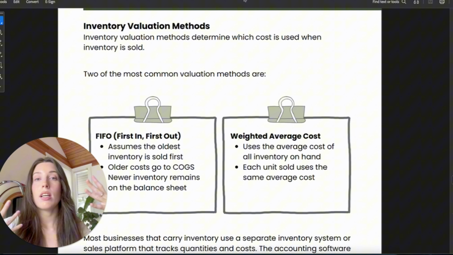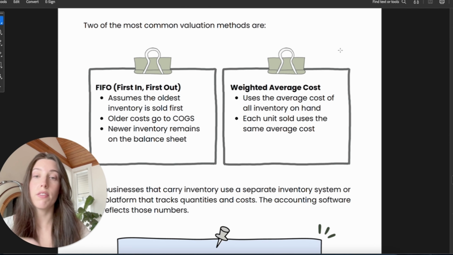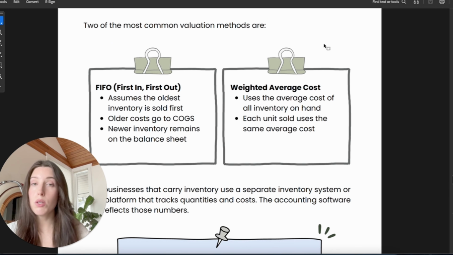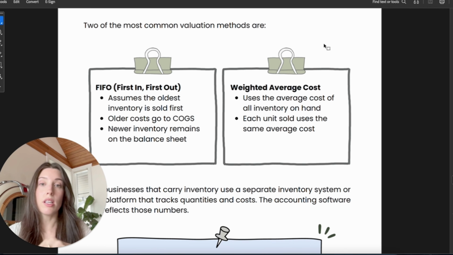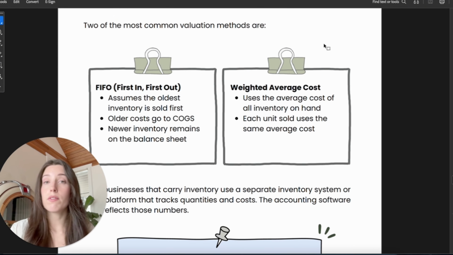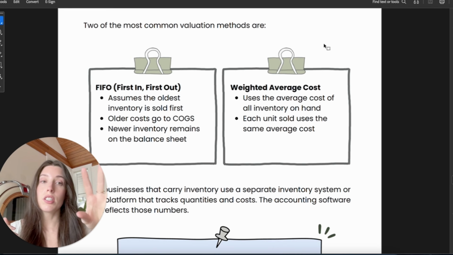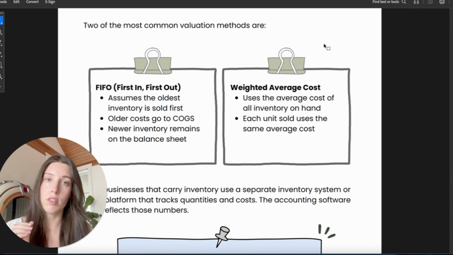So there are multiple inventory valuation methods, but the two most common are FIFO, or first in, first out, and weighted average. These determine the cost used when that inventory is sold. FIFO assumes the oldest inventory is sold first. So in the journal example, the $2 journal would be sold first because that was the older inventory. Whereas weighted average uses the average cost of all inventory on hand. So it would take an average of all the journals at $2 and all the journals at $2.50, average them together, and then use that to move to cost of goods sold.